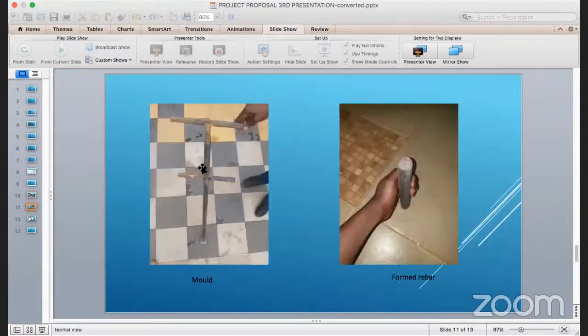So this has been our mold, which we are trying to improve so that we can come up with at least a better length of the rebar formed.